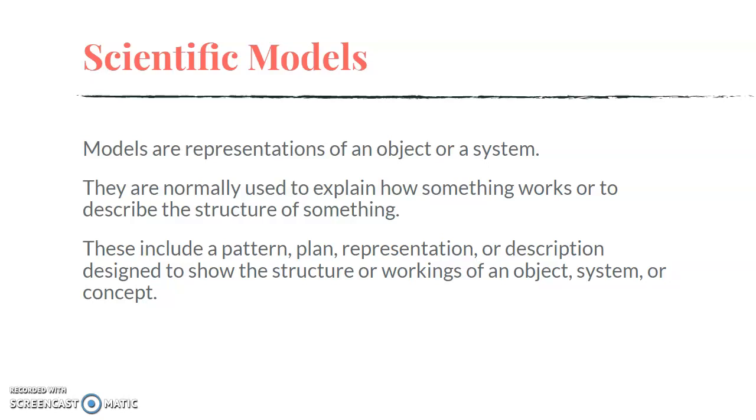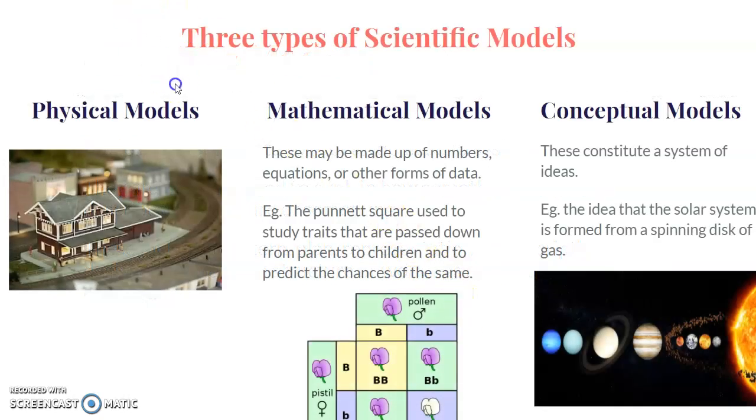So, when it comes to definition, models are literally representations of an object or a system, and they're normally used to explain how something works or to describe the structure of a given object. These can be patterns, plans, representations, or even descriptions that are designed to show the workings of a system, object, or a concept. In science, we specifically look at three different kinds of models.